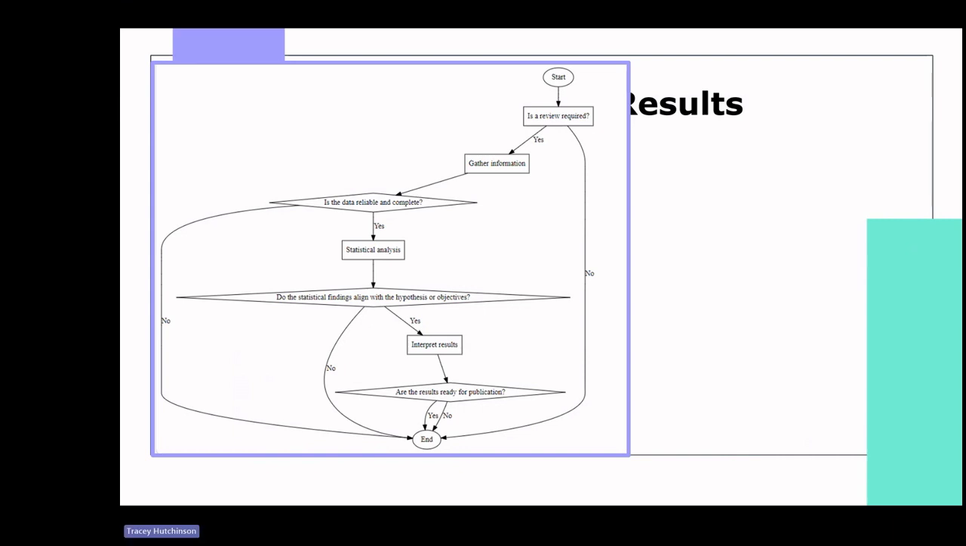And in step 5, review statistical findings. You have another decision point. Do the statistical findings align with the hypothesis or objectives? If yes, you proceed to the next step. If no, consider re-evaluating the analysis or collecting additional data. Moving on to step 6, you interpret the results in context of the research objectives. And finally, step 7, decision point. So final decision, should you publish? If yes, proceed to the next step. If no, consider revisions or further analysis.